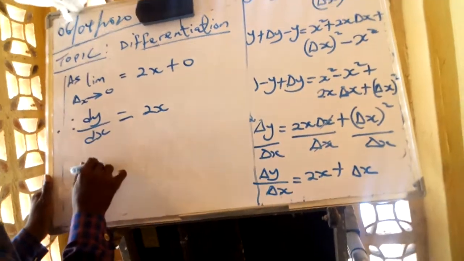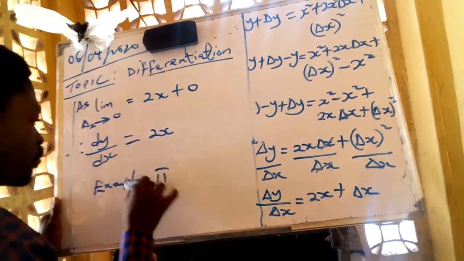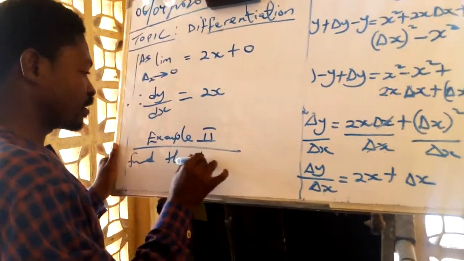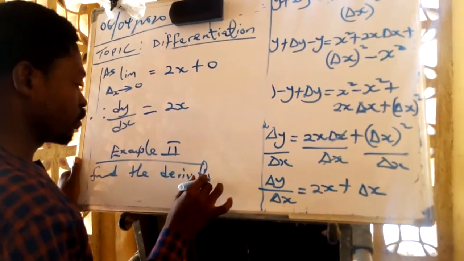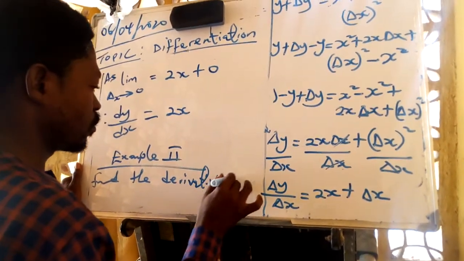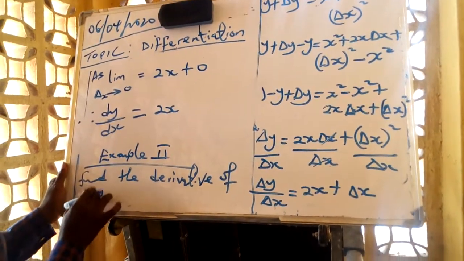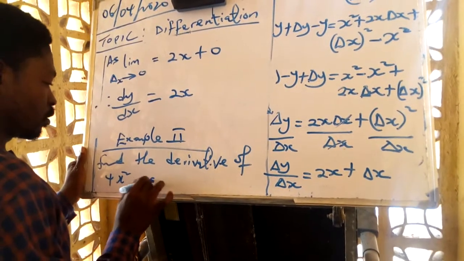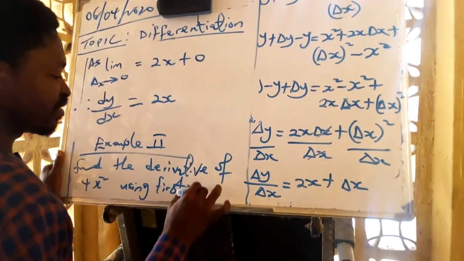Let's pick another example. Example 2. Find the derivative of 4x squared using first principle.